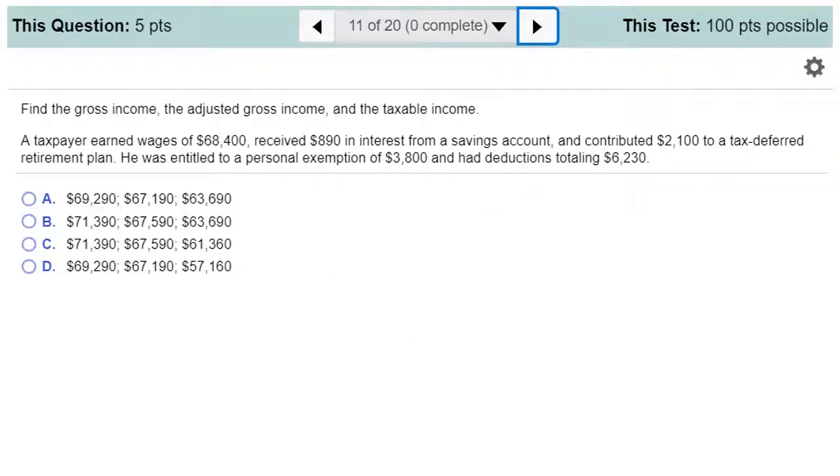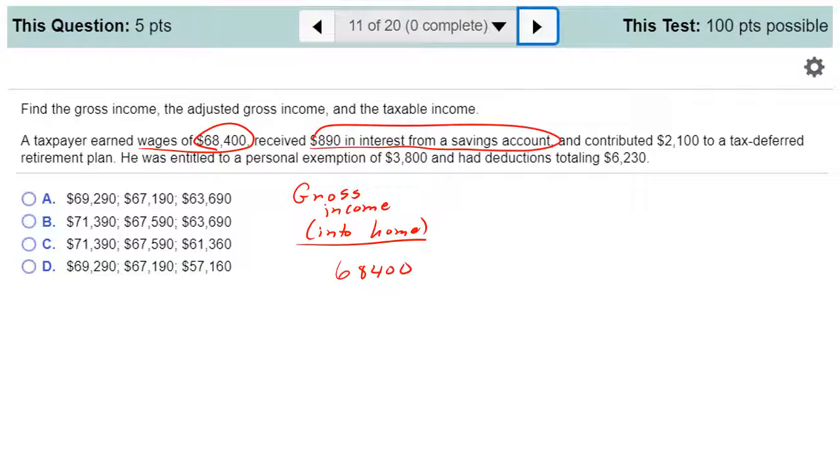In question 11, we want to find gross income, adjusted gross income, and taxable income. The gross income would be all of the money that comes into the home or into your checking account. That would include wages, so I have $68,400, and any money that you get on interest from a savings account or an investment. So I will add these two together, $68,400 plus $890 in interest, and that gives me $69,290. That is the gross.